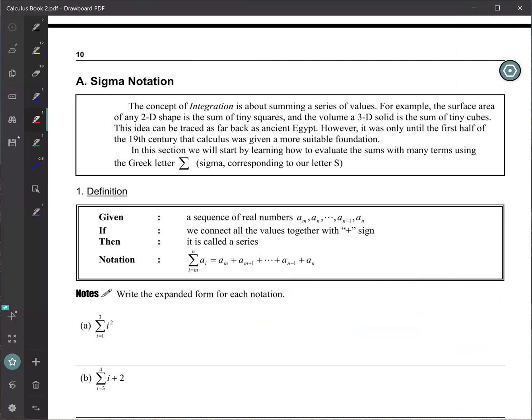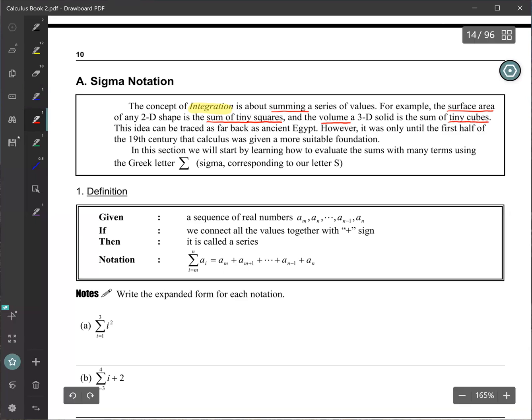The concept of integration. So instead of differentiation, we have integration. This is the main word in book 2. It's about summing a series of values, so adding up. For example, the surface area of any 2D shape is the sum of tiny squares. A lot of little squares or rectangles added up will give you an area. And then the volume is the sum of many cubes.